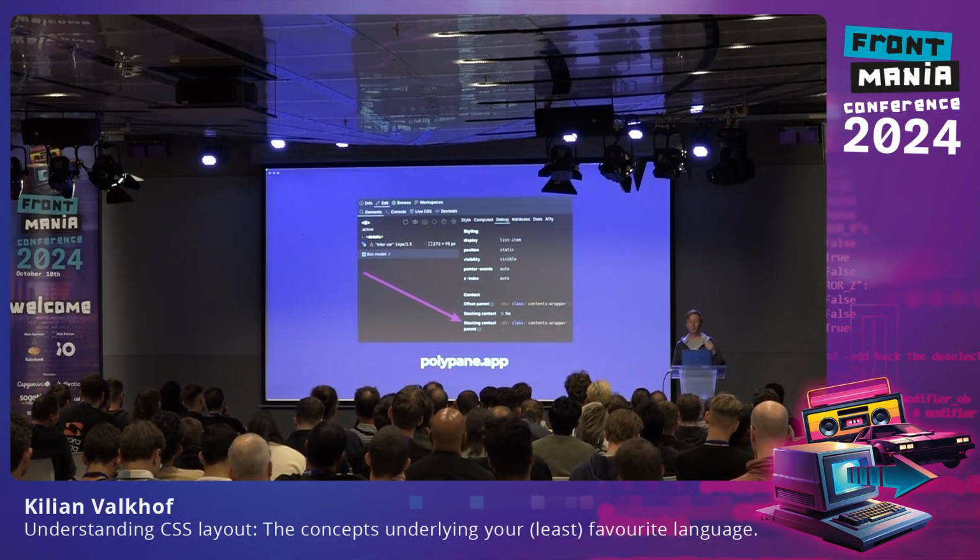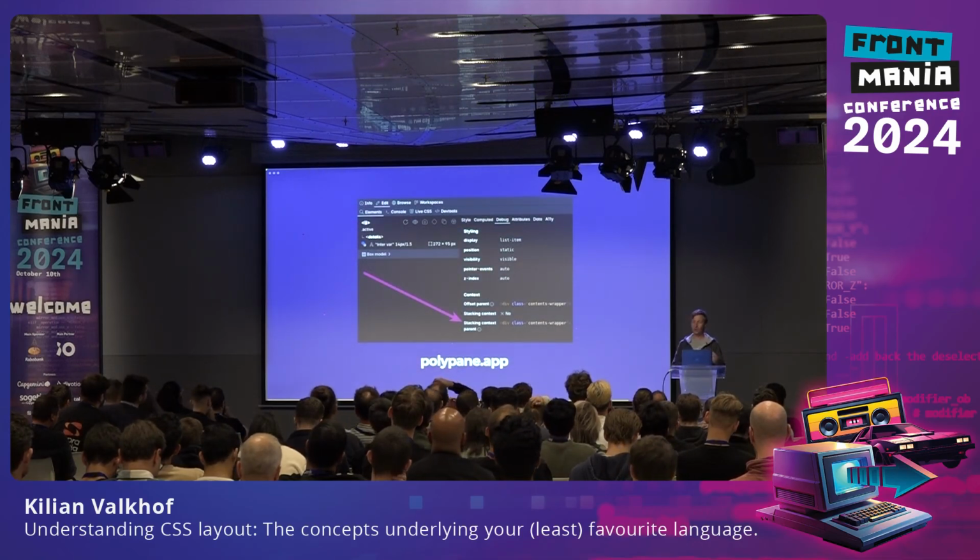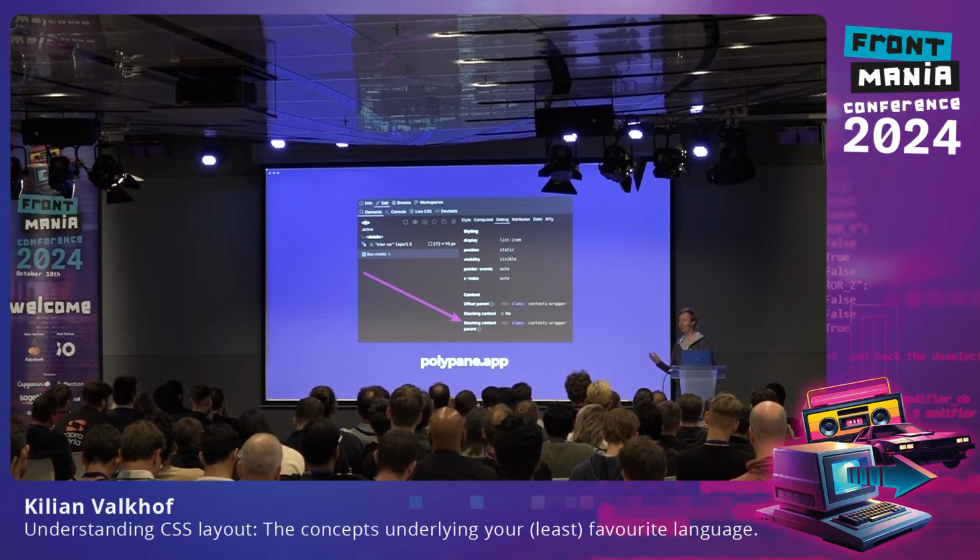So finding the stacking context parent is not as easy as finding the offset parent, because unfortunately there is no equivalent DOM property that you can find with your console.